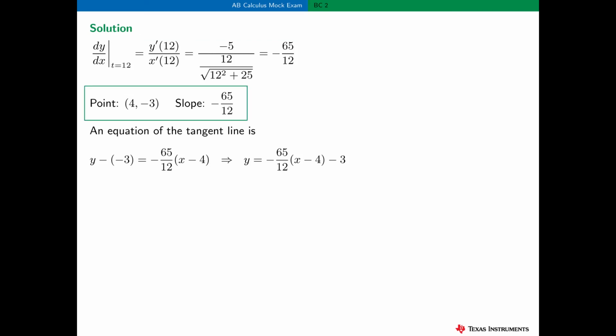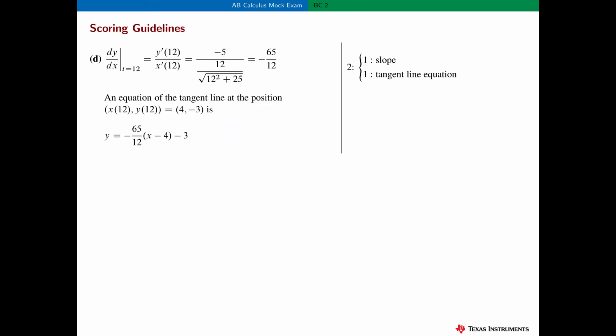We have a point on the tangent line, (4, -3), given in the statement of the problem, and we just found the slope. So here's an equation of the tangent line to the path of the particle at time t equals 12. And both of these expressions are acceptable.